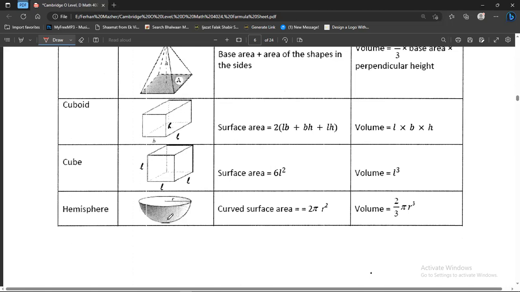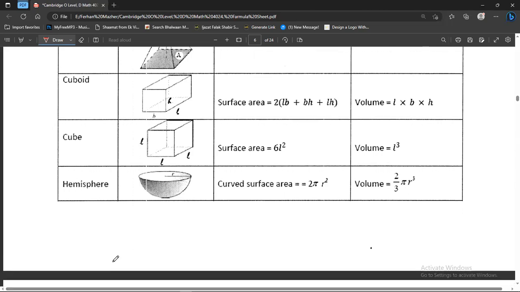Hemisphere is like this. Its curved surface is 2 pi r square, and its volume is 2 by 3 pi r cube.